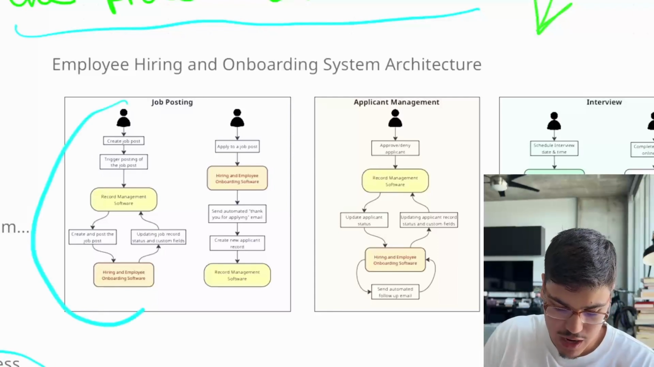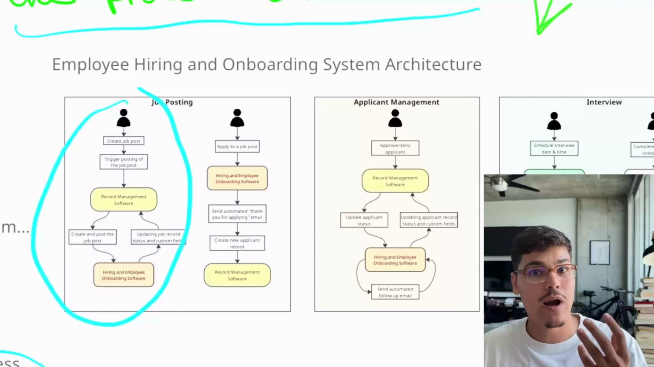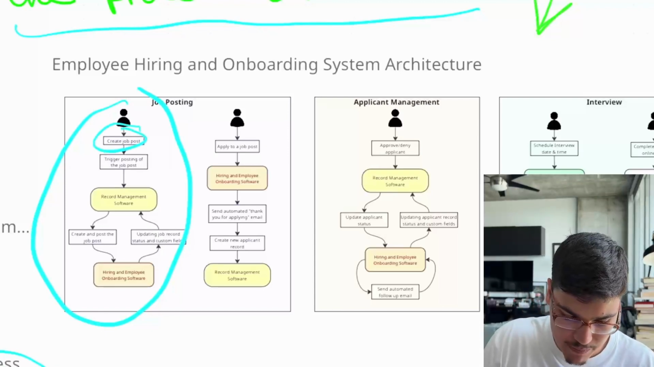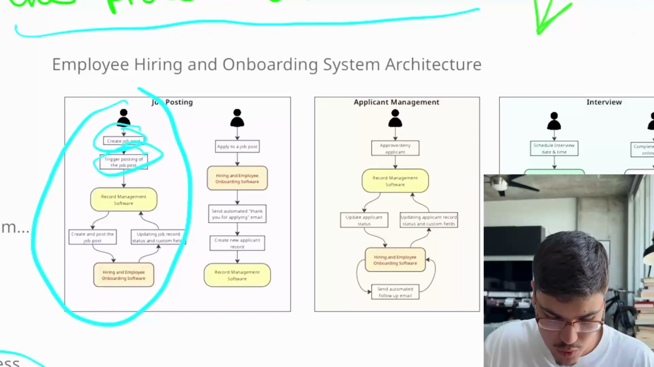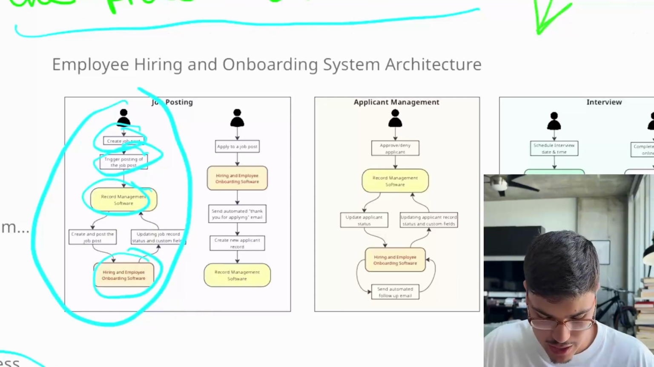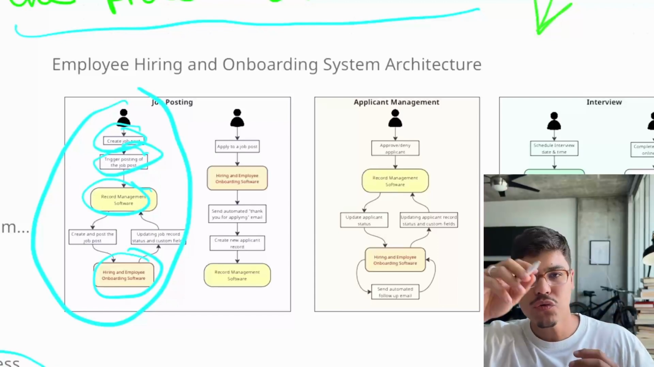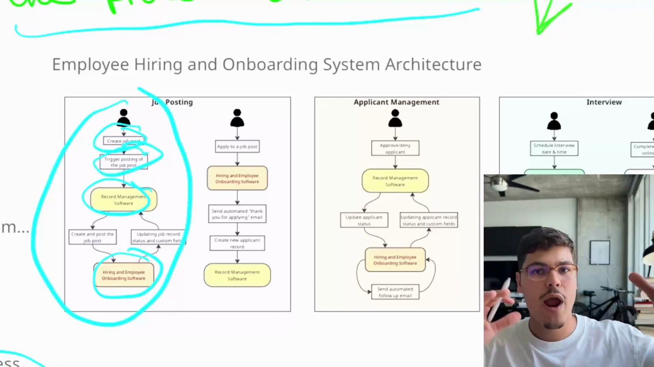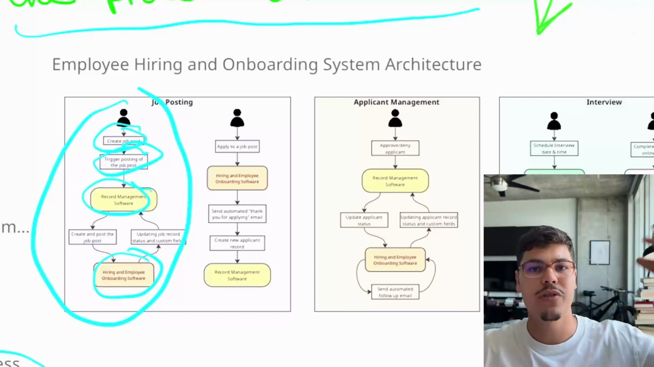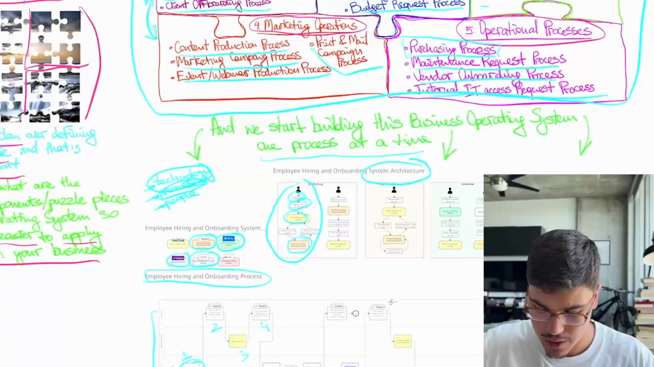It's basically describing step by step: all right, when I start working with this system, what happens first? I need to create a job post. I need to trigger a job posting. And then it goes through my record management system, into my hiring and employee onboarding system. So again, it goes through different software, and there is a way this system interacts with the user. This is what the system architecture is all about.